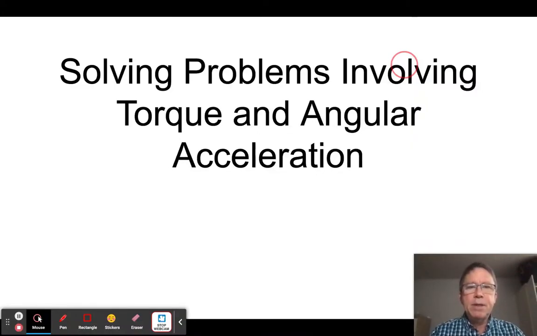Okay, buckle your seatbelts. This one's a little bit challenging. That's why I decided to make it its own screencast all by itself. So we're basically following up on what we did the other day, which is Newton's second law of rotations and how torque acts on a system.